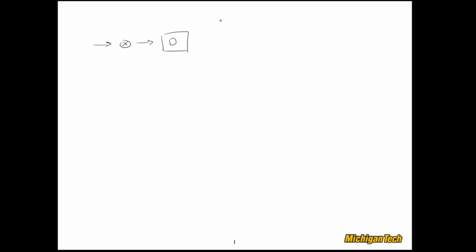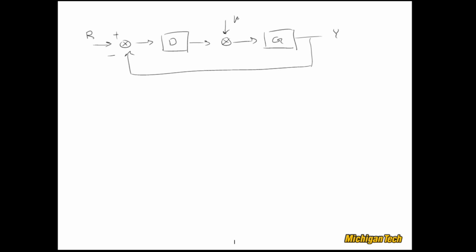We've seen this before in some other videos. It's pretty standard. What we have is a controller in the block D, then we have some plant in G. We'll have unity feedback. Here's our reference input, and there's our output. And we'll also consider a disturbance W.